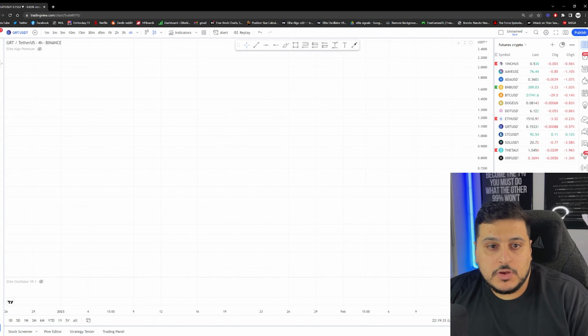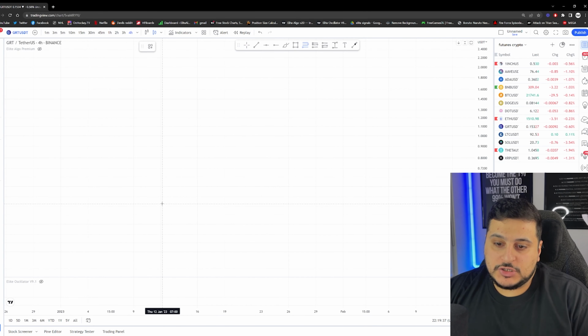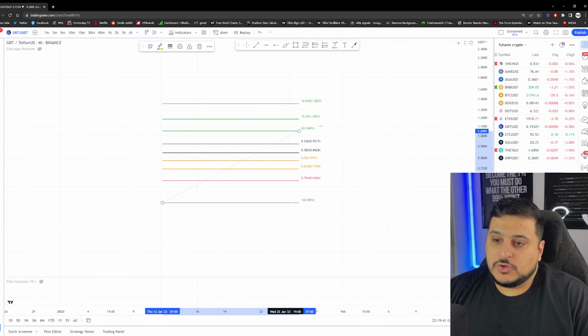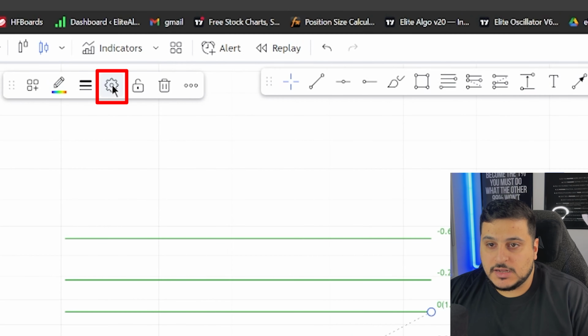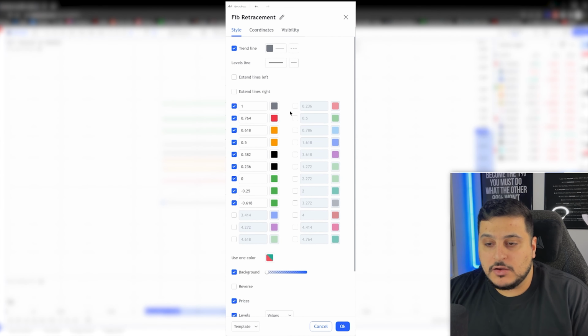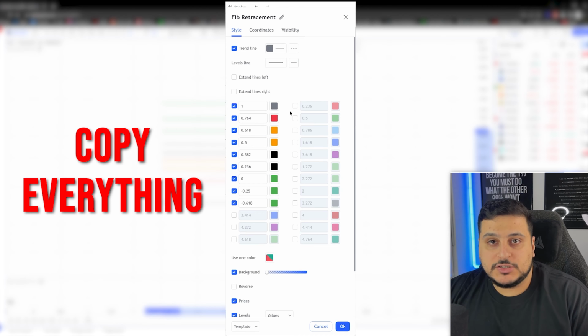So the first thing we want to do is go up here. We're going to click Fibonacci Retracement, and then we're just going to put it on our charts just so we can change the settings for Fibonacci. So once we have it on our charts like this, you're going to click the settings icon, and then what you want to do is make sure that your Fibonacci matches my Fibonacci exactly to the T. So pause the screen right here and copy everything that my screen shows you onto your Fibonacci settings.